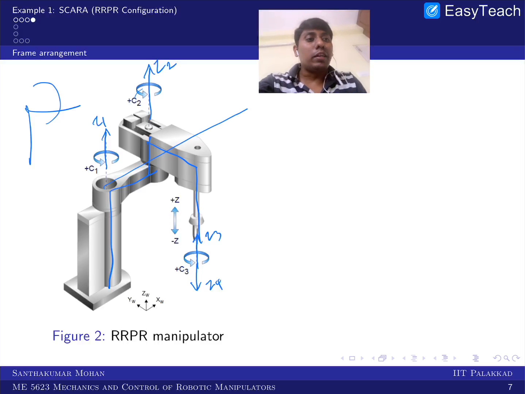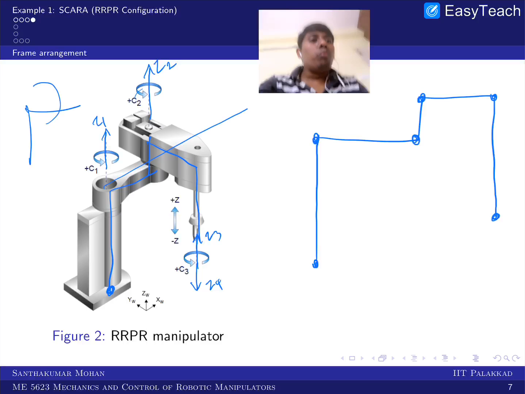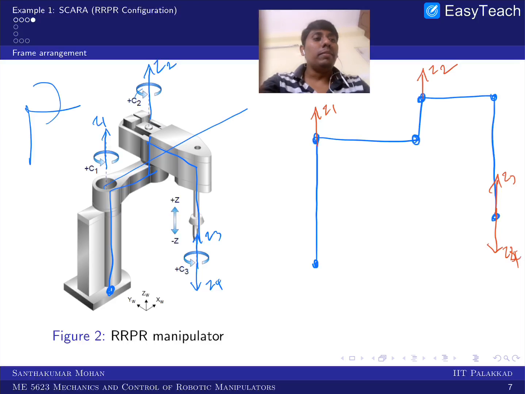In that sense, if I draw it in a simple way, you can see this is the first point, which is the base, and there is a hitting point, an intersection, and another intersection. These are the points that are coming, right? So now what we need to do is fix the z-axis. The z-axis direction is this z1, this is z2, this is z3, and this is the z4 direction, based on the positive rotation.